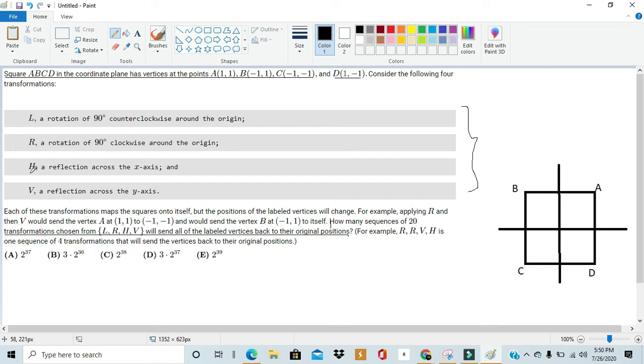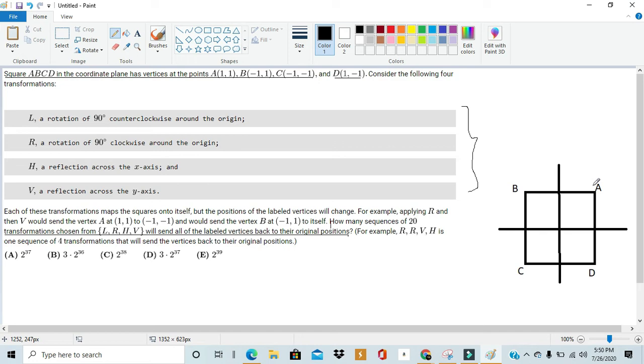If we do the same kind of thing, except no longer with rotations but with reflections, we understand that when transformation H is applied to the square, A will be mapped to where D is, because it'll be flipped over the x-axis. The x-axis is the one that goes horizontally. And then if we apply transformation V to the square, A will go to where B was, because it'll be flipped over the y-axis, the vertical axis.